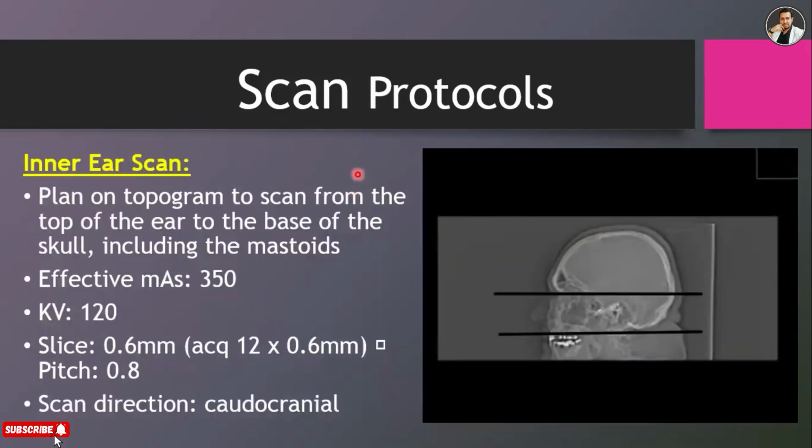Now we will plan the protocol. Plan on the topogram to scan from the top of the ear to the base of the skull, including the mastoid. The scan will be from the top of the ear to the base of the skull.